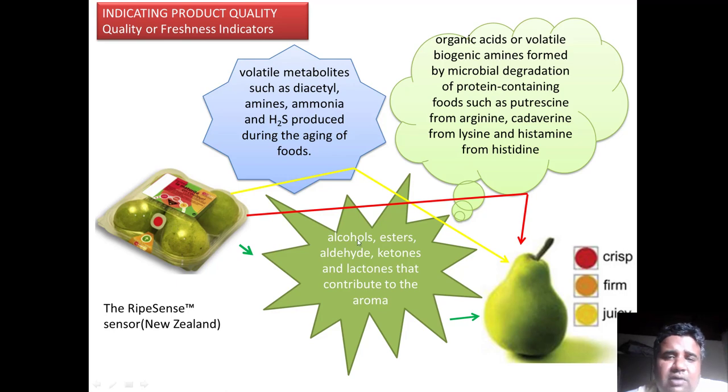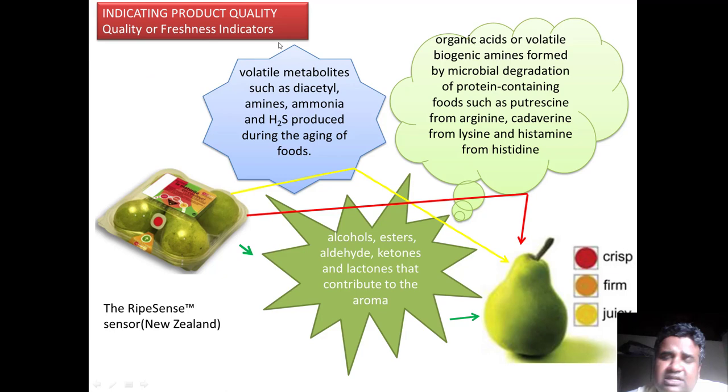So how does this sensor work? It detects or absorbs or senses the alcohol, esters, aldehydes, ketones and lactones that contribute to the aroma. For sure, as the maturity or the ripeness of the fruit progresses, there will be an emission of aromatic compounds, and on the basis of aromatic compound detection, this color change will take place. So this is the quality or freshness indicator.